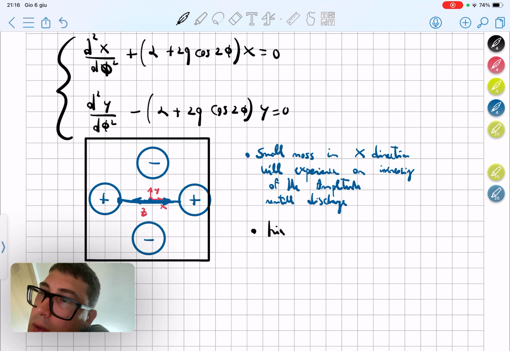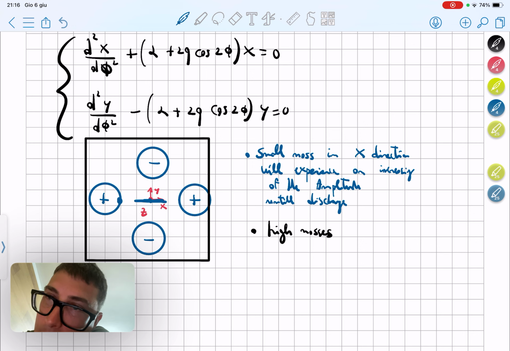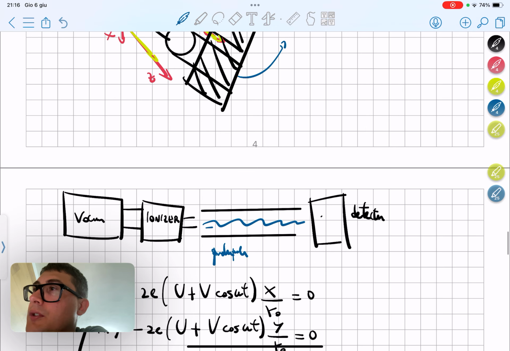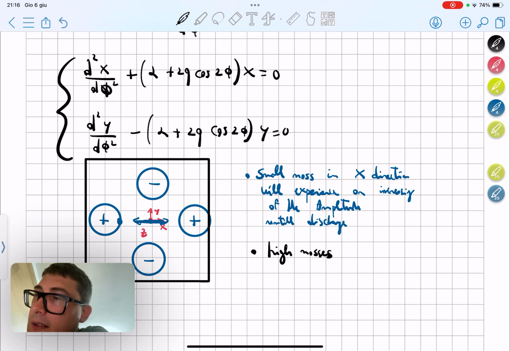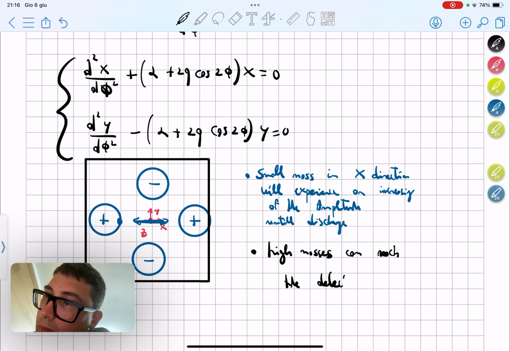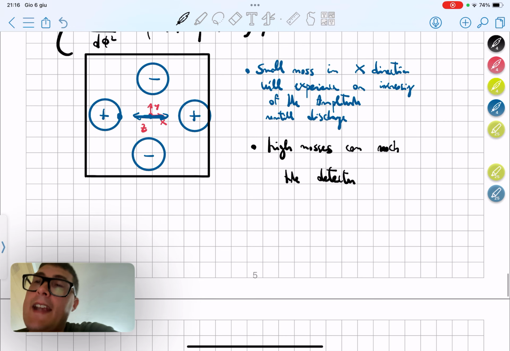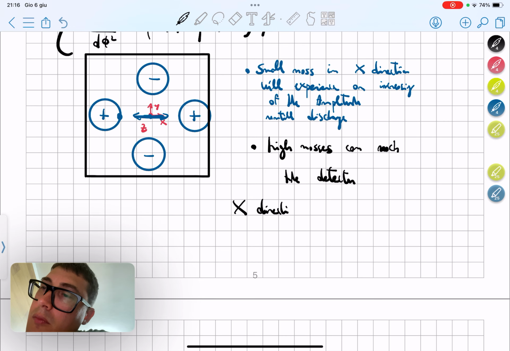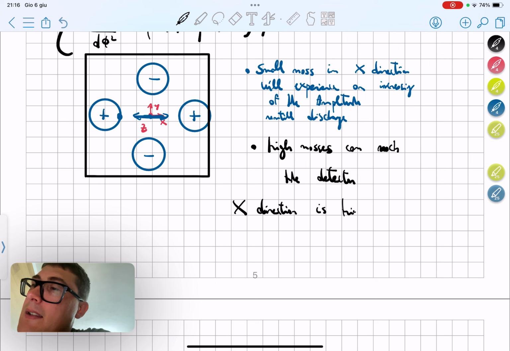Higher masses, on the contrary, higher mass ions will feel a little bit less of this. They will maybe oscillate until here, but they are able to reach the detector, so they can cross it. So high masses can reach the detector, which means that the x direction is a high mass pass filter.